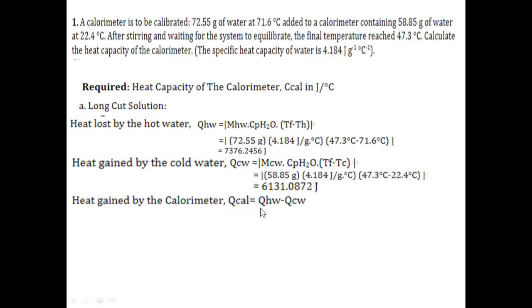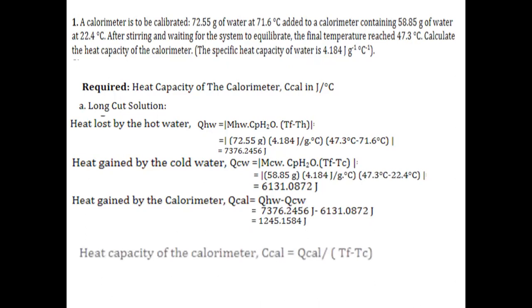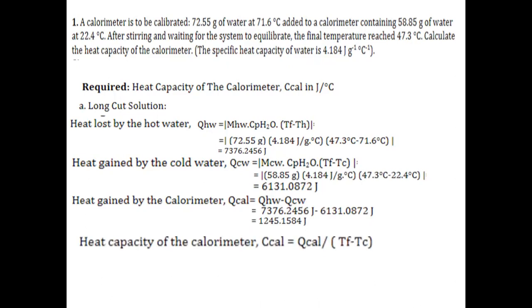Qcal is equal to, let's subtract QHW and QCW. So 7,376.2456 joules minus 6,131.0872 joules gives us the heat gained by the calorimeter at 1,245.1584 joules. And lastly, we're going to calculate the heat capacity of the calorimeter.